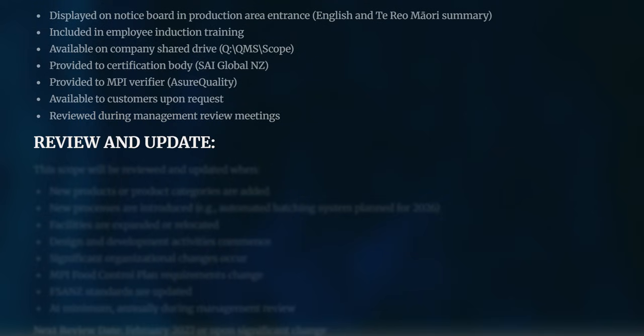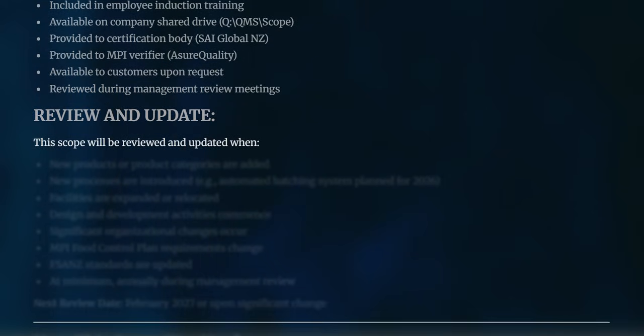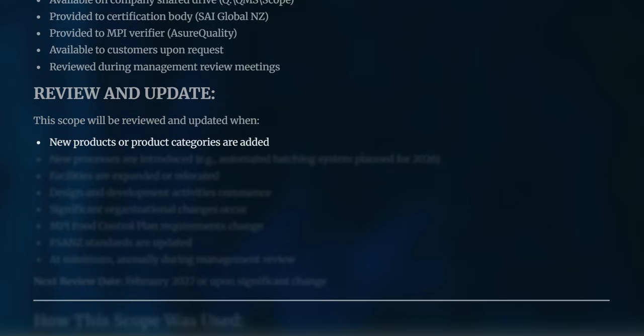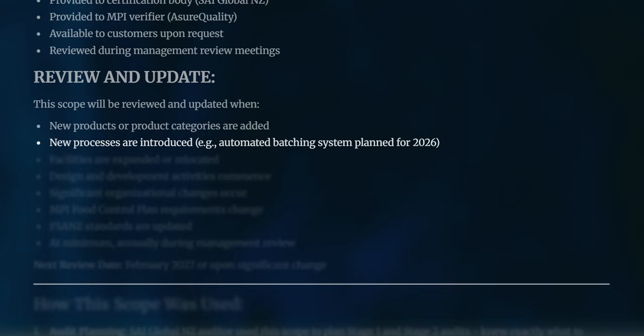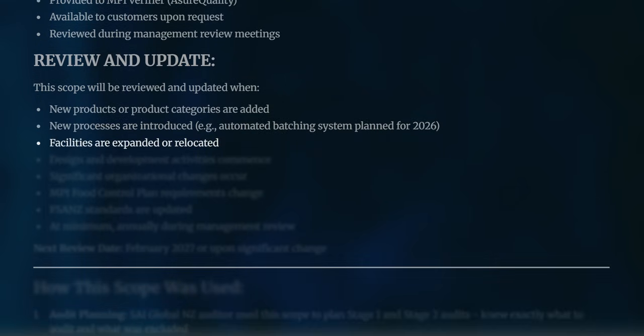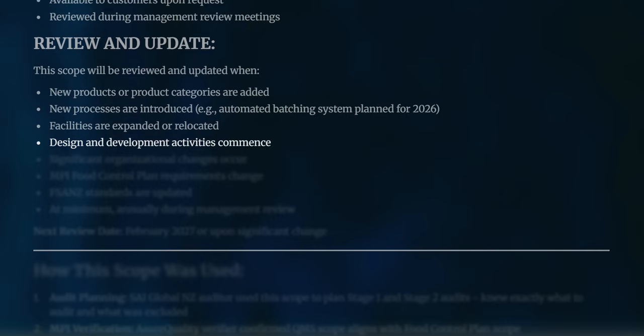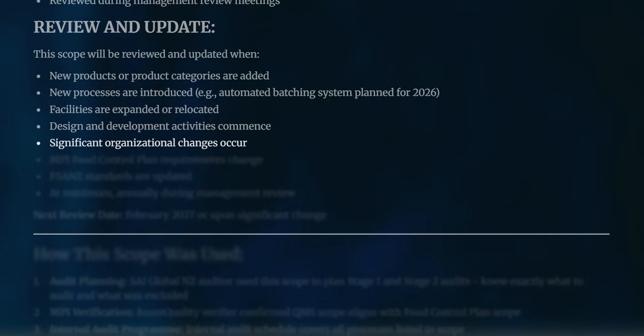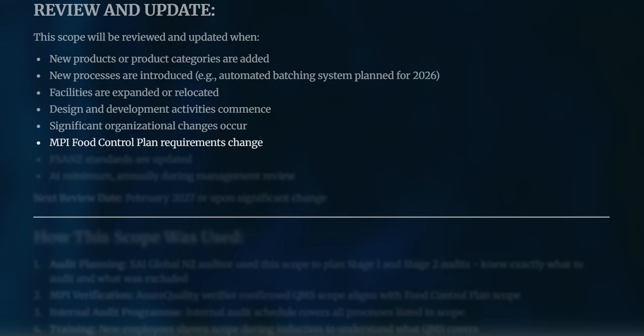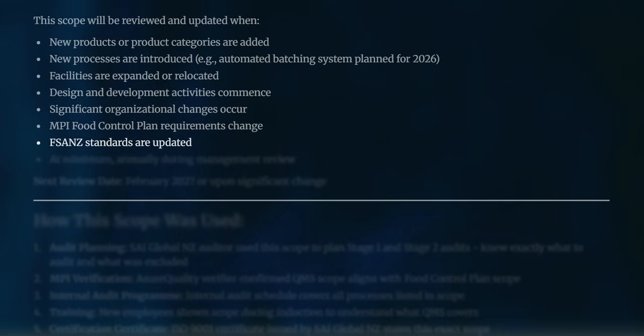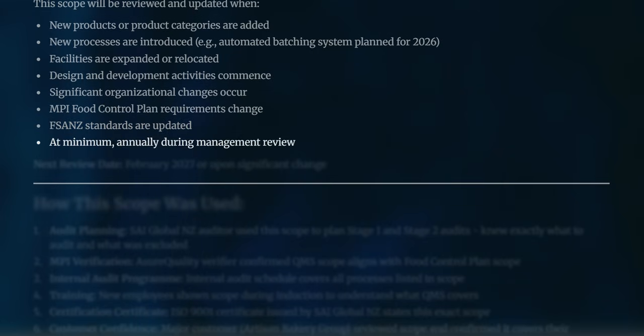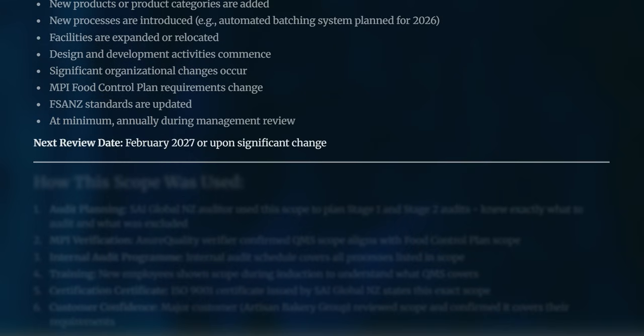The review and update of the scope. This scope will be reviewed and updated when new products or product categories are added, when new processes are introduced, for example, an automated batching system, which is planned for 2026, when facilities are expanded or relocated, when design and development activities commence, when significant organizational change occurs, when MPI food control plan requirements change, when FSANZ standards are updated, or at a minimum annually during management review. The next review is set for February 2027 or upon significant change.